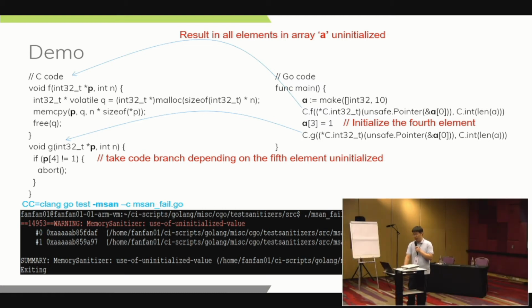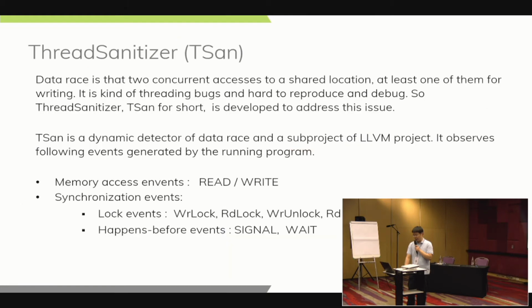So next, I will introduce another debug tool, ThreadSanitizer. ThreadSanitizer, TSan for short, is developed to address the data race issue. Data race is two concurrent accesses to a shared location, at least one of them for writing. It is a kind of threading bug, and it is also hard to reproduce and debug.